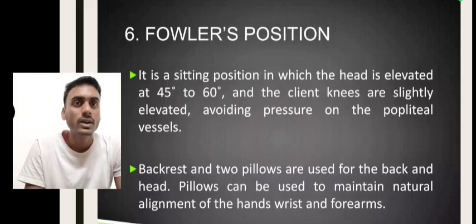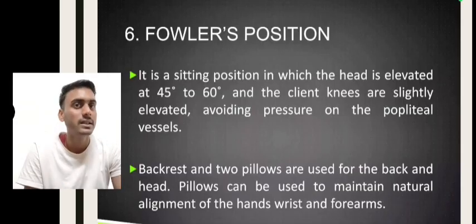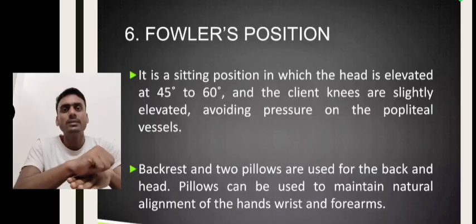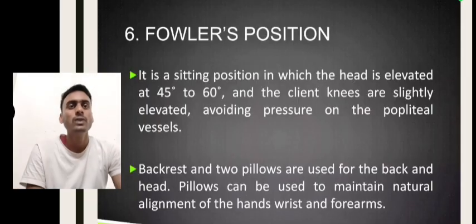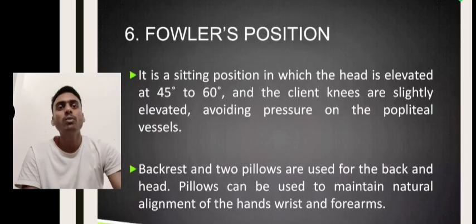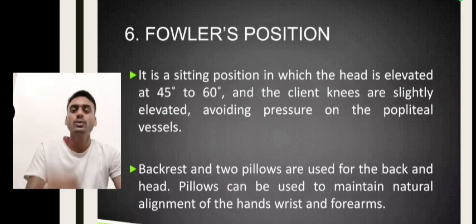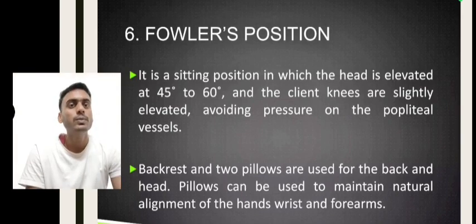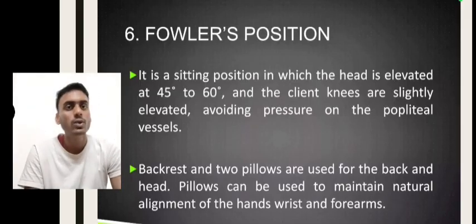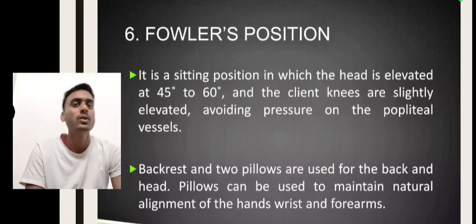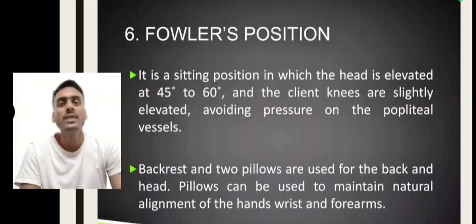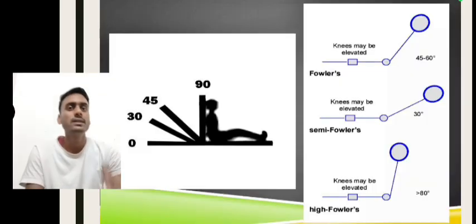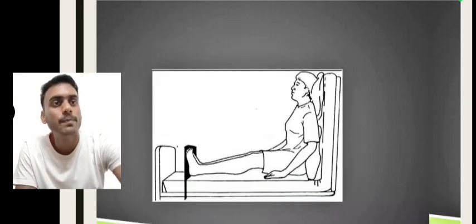What is Fowler's position? It is a sitting position in which the head is elevated at 45 to 60 degrees. The client's knees are slightly elevated by placing one pillow below the knee, so the knee will be elevated. This avoids pressure on the popliteal area. A backrest and two pillows are used for the back and head. A pillow can be used to maintain natural alignment of the hands, wrist and forearm. You can understand these basic things with the help of the image.